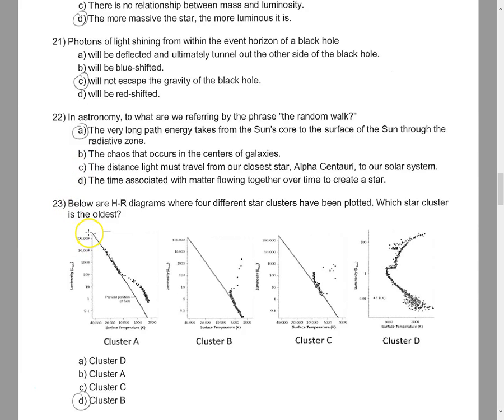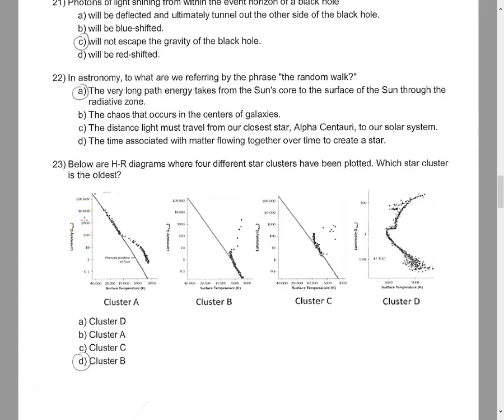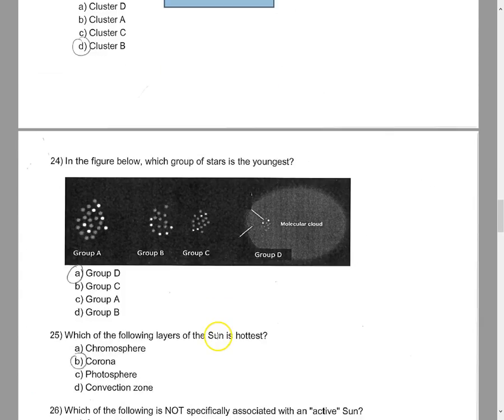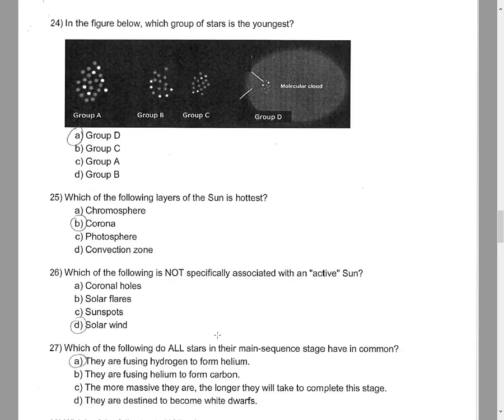Question 23, of these HR diagrams with these clusters of stars, which cluster of stars is the oldest? And so I was actually after the one with the lowest turnoff point. And so if you look, B actually has the lowest turnoff point. C is close, but B is a little bit lower. So D is the best answer there. 24, in this figure, which stars are the youngest? And so actually, if you group A, B, C, or D, these guys are the youngest. These are the baby ones. So the best answer there is A, group D.